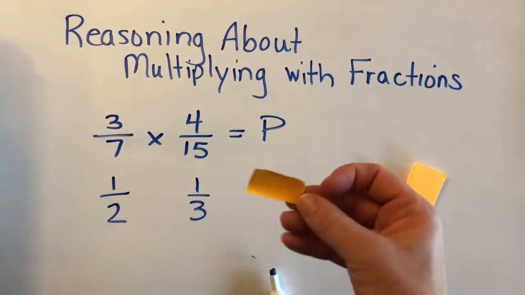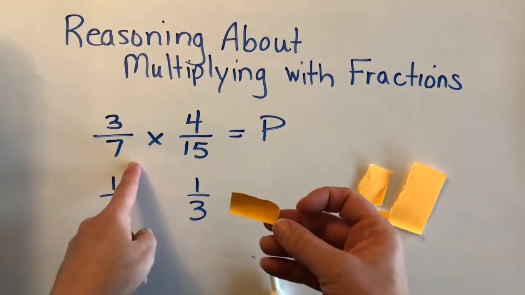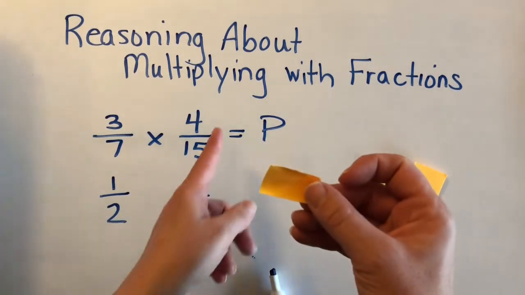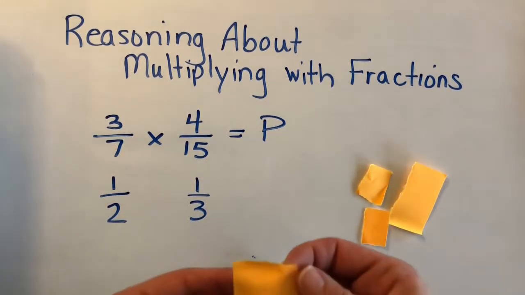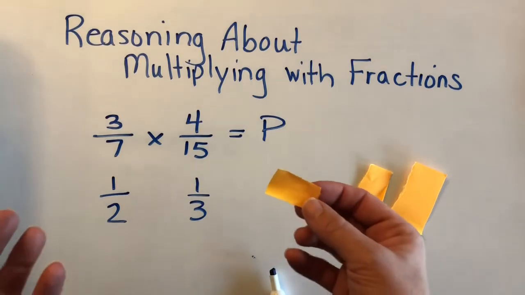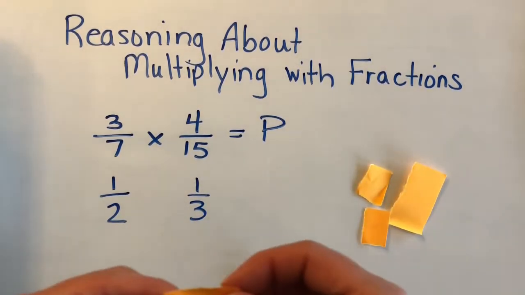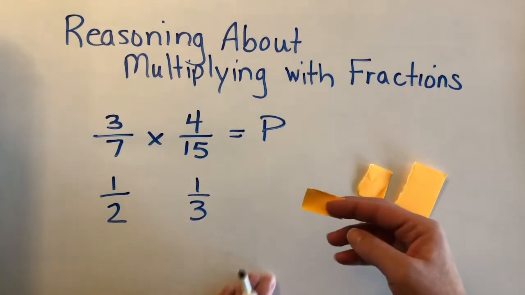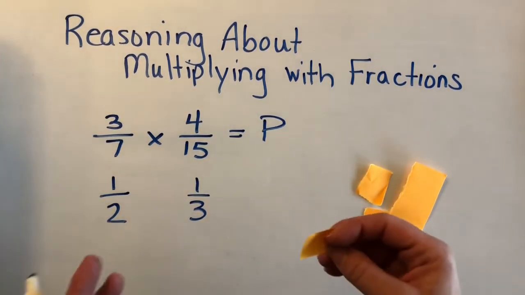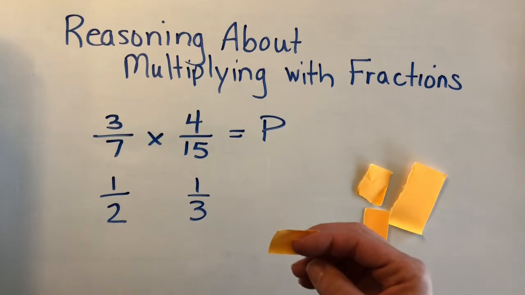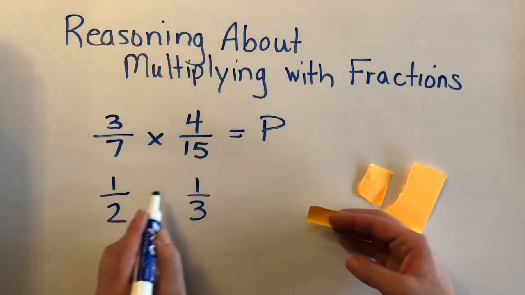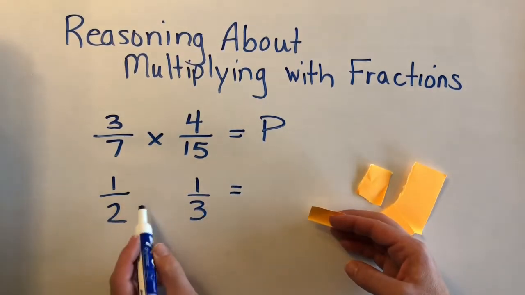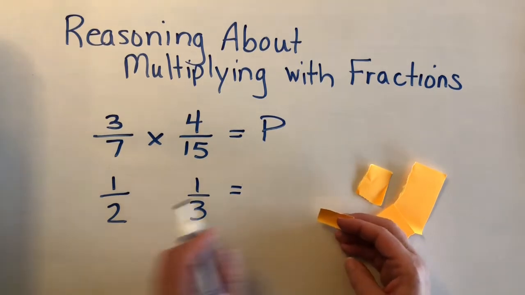So is this piece bigger than the 3/7, or is it bigger than 4/15, 1/3? And the answer is no. It is smaller than both of them. It's a piece of a piece. So usually when you multiply any number by a fraction, it gets you a smaller number unless you're multiplying it by 1. So the product is always smaller than the fractions.